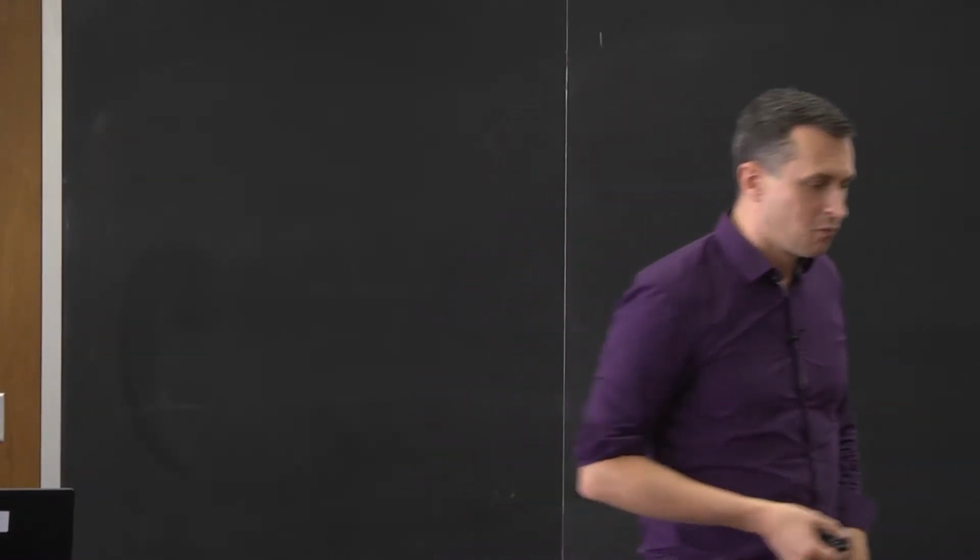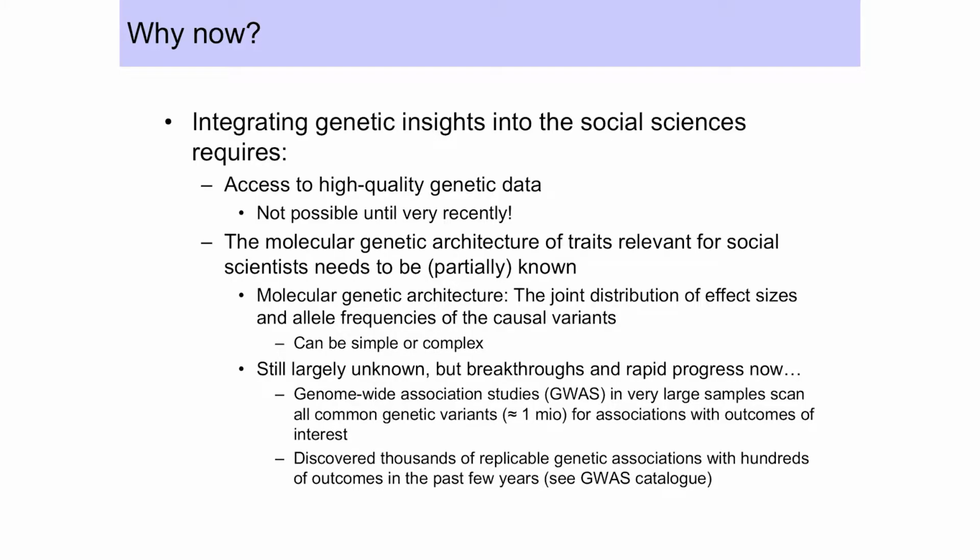So why now? Why hasn't this been done already like 10, 20 years ago? Well, integrating genetic insights into the social sciences requires at least two things. It requires, first of all, access to high-quality genetic data that simply wasn't available until very, very recently.